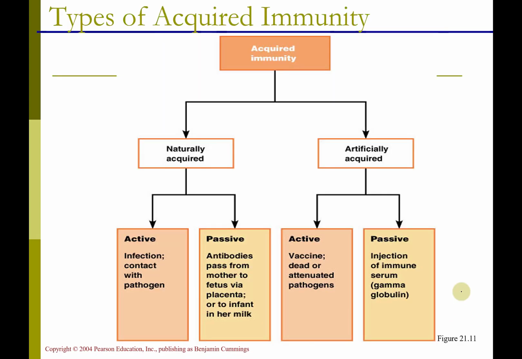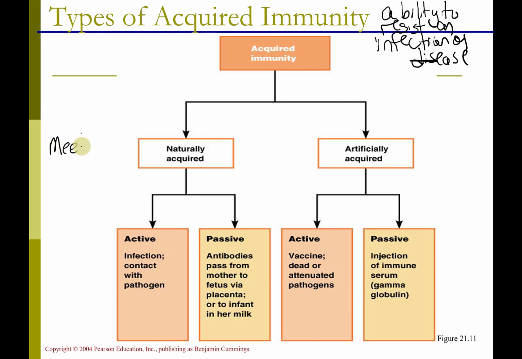So let's move on. You do acquire immunity, and remember we said immunity is the ability to resist an infection or a disease. Okay, the ability to resist an infection or disease. So there are two types of immunity. There is naturally acquired, and artificially acquired. Naturally acquired is when you meet the pathogen in nature. So you're out and about, walking through the neighborhood, visiting with people.